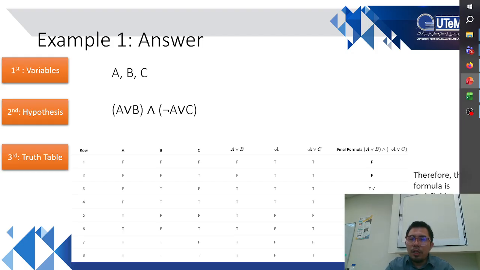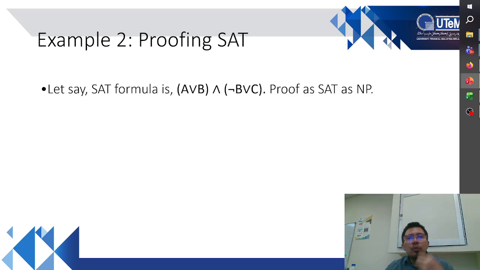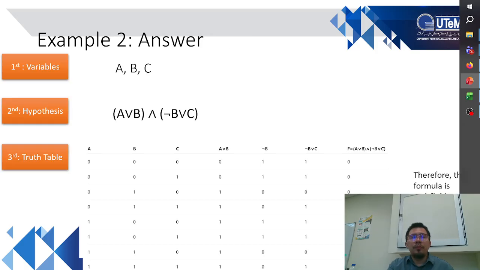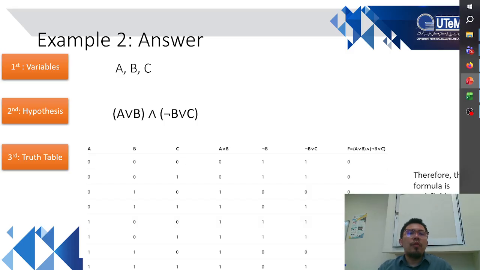Clear, sir. Okay, thank you very much. Okay, so we go to example 2. This is the expression (A or B) and (not B or C). We need to prove SAT is NP. Is it NP or not? Firstly, we need to list down the variables. How many variables are involved? 3: A, B, C. And the hypothesis is (A or B) and (not B or C). Then we do the truth table. From the truth table, we can see there are 4 times we got the output equal to 1. So we can consider the formula is satisfiable.